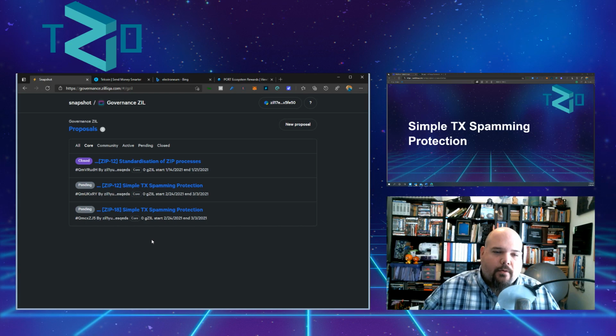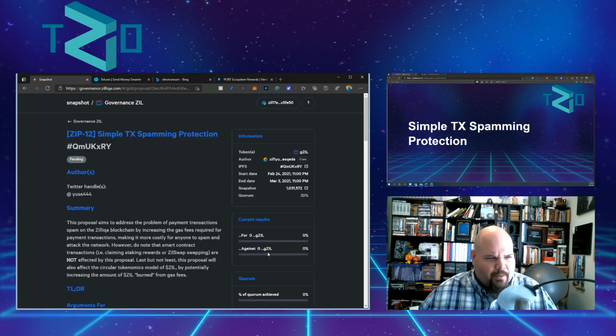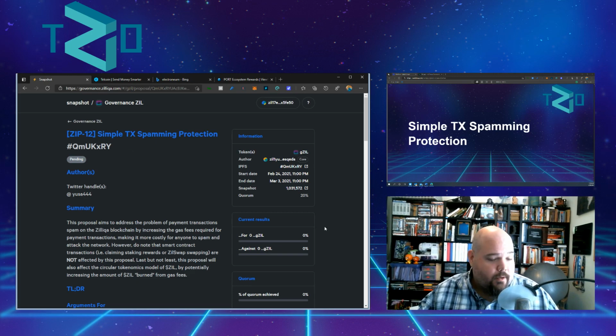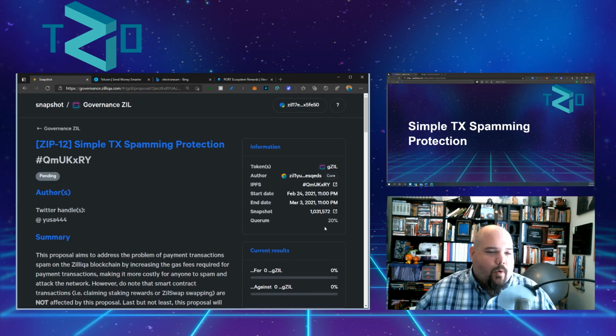Which is called Simple Transaction Spamming Protection. So I'm going to bring that up. I'm just going to bring one of them up. The text is the same. So first and foremost, let's see if I can zoom in a little bit here. Give me just a moment. The text of this thing here is what we want to start looking at.